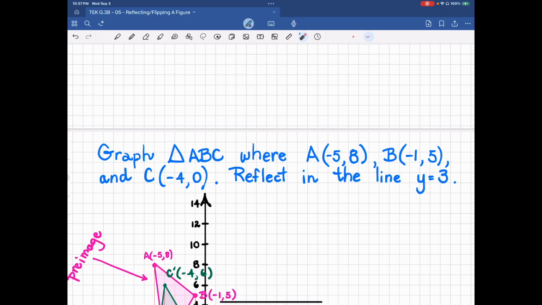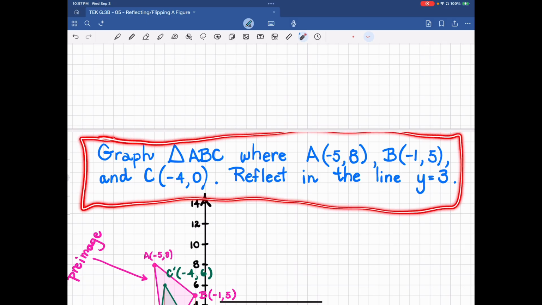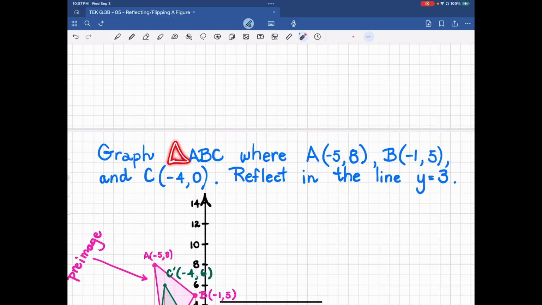Now let's work on a problem together, okay? So the instructions read, graph triangle ABC, where A is negative 5, 8, B is negative 1, 5, and C is negative 4. And what they want us to do is reflect this triangle ABC on the line y equals 3, okay? So what we're going to do is reflect this triangle on this line.